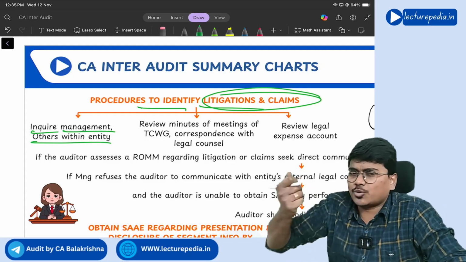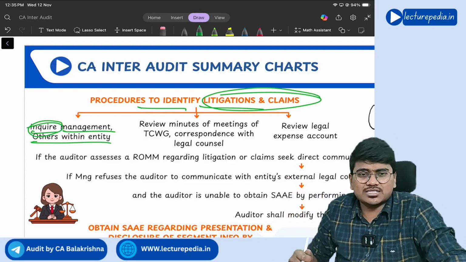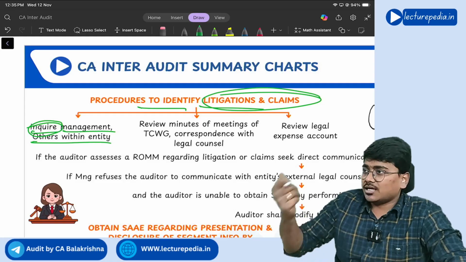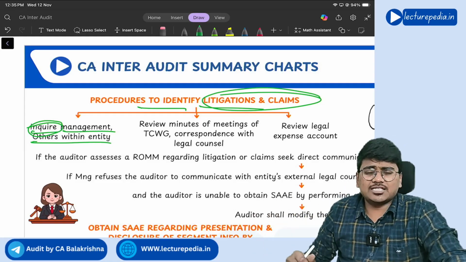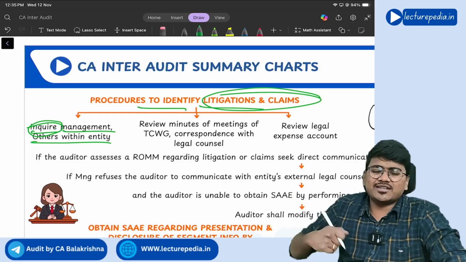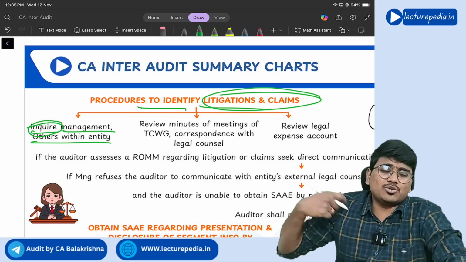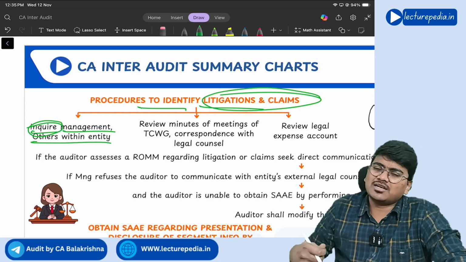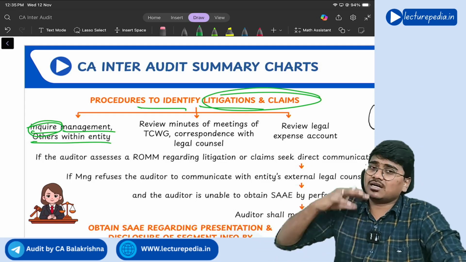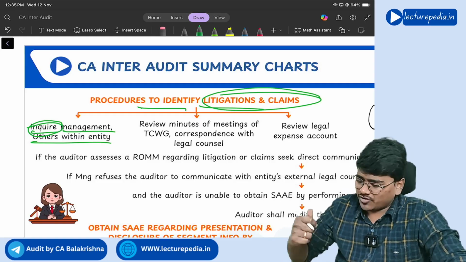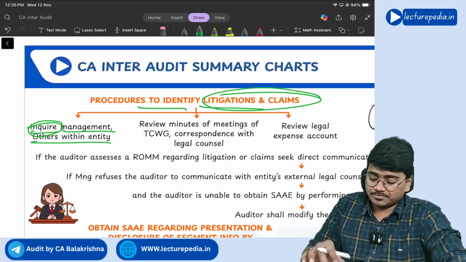You will ask questions. Inquire means asking questions. So you will ask whether any litigations have been missed from recognizing in the books of accounts, and ask them to give us a complete list of litigations. Like this you will ask questions of the management, because management are the people who will have complete information about the affairs of the organization. So first of all you will start with the management only.